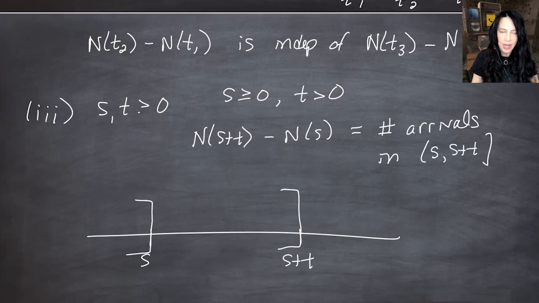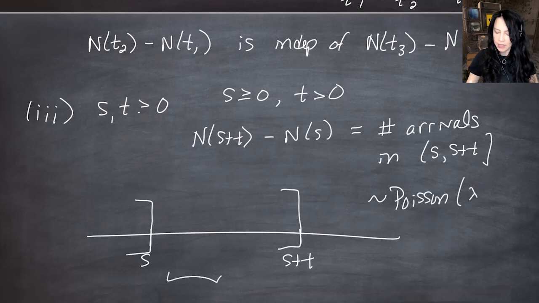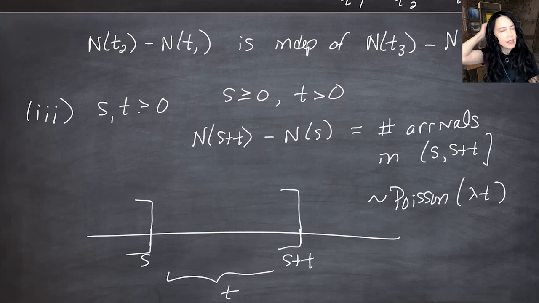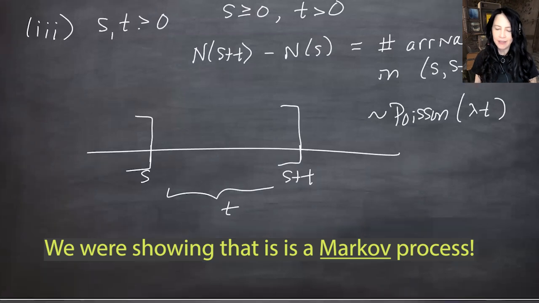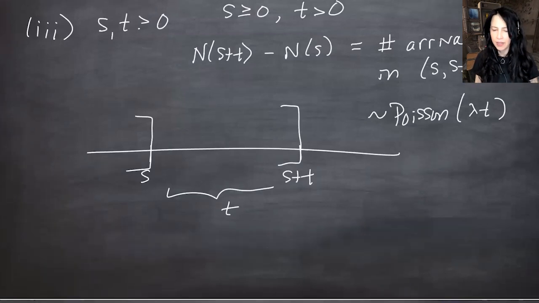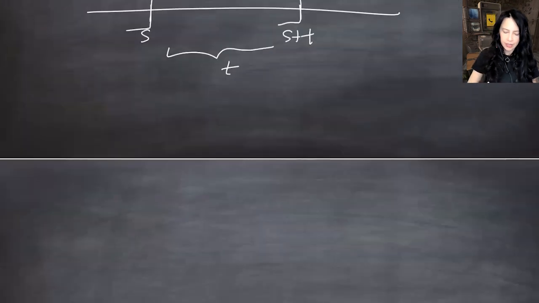And triple I for this definition is that this has a Poisson distribution with parameter lambda times the length of the time interval, which is t. We were showing last time that this is in fact a Poisson process. And to do that, we have an ugly definition for a Poisson process in continuous time. So let's show this.